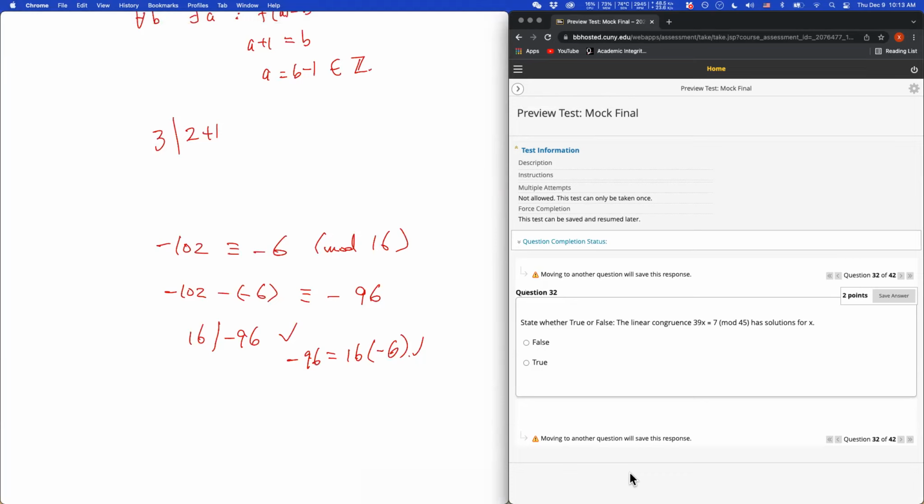Okay, next. Now it's asking, do these linear congruences have a solution? And we know to check whether a linear congruence has a solution, you check the GCD. So you check the GCD of 96 and 30, and the GCD of 39 and 45. The GCD of 39 and 45 will be 3. Now if you check, does 3 divide 7? The answer is no. So since the GCD does not divide 7, there's no solution.